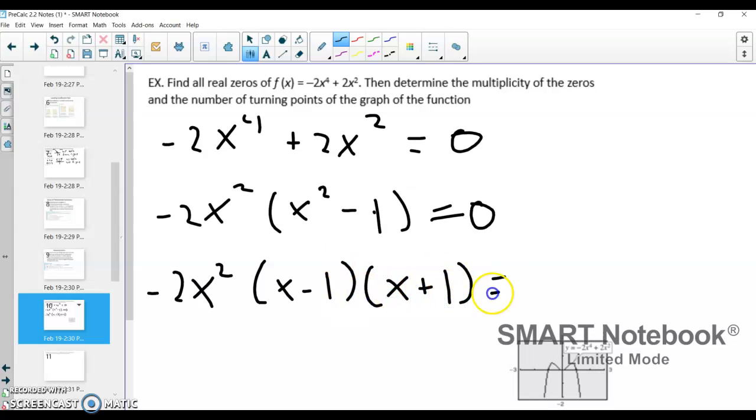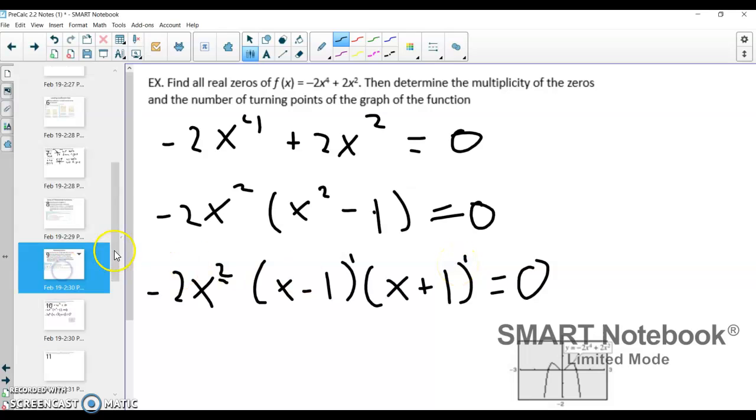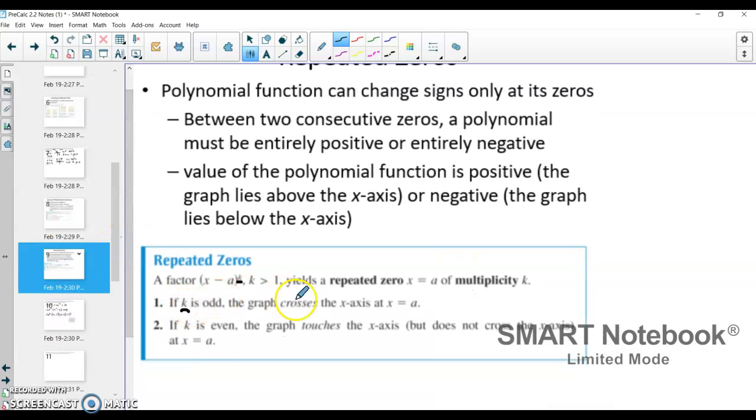Now here's what we're talking about with multiplicity. X minus 1, this is to the first power. X plus 1, this is to the first power. Negative 2x squared, that's to the second power. So second power is even multiplicity. First powers here are odd multiplicity. And like we said, where k is odd, it's going to cross the x-axis at the value. Where k is even, it's just going to touch the x-axis.